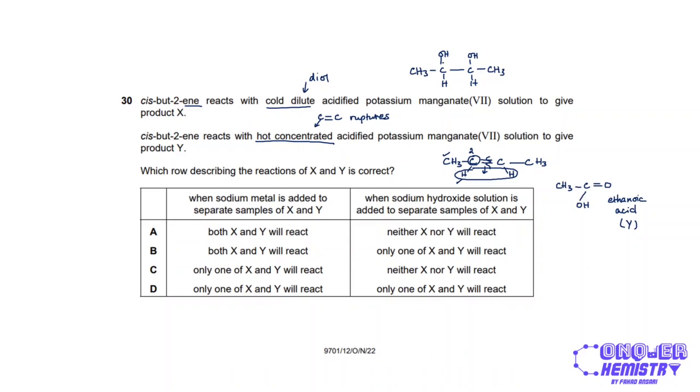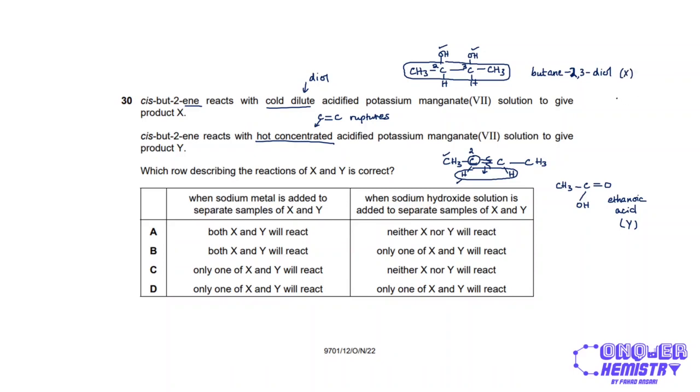Now this over here is actually a diol. We can name this using the number of carbon atoms in the main branch, which is 4. So that's going to be butane, or we could say butane 2,3 diol. Because we have the 2 OH groups, so that's diol, and they are bonded to carbon atoms number 2 and 3. So it's going to be butane-2,3-diol over here. Okay, so this was product X.